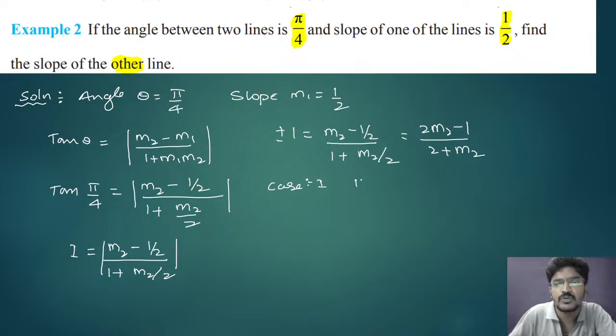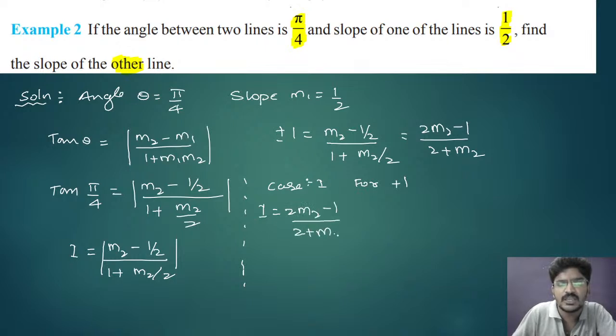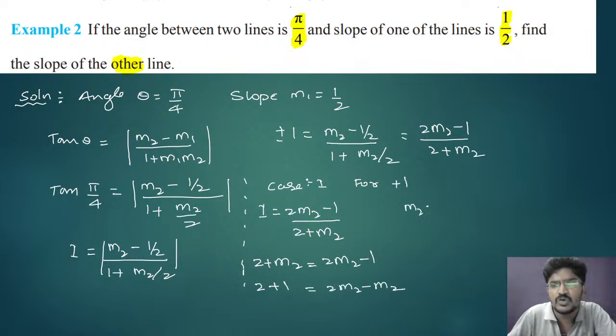So, first case, for positive, for plus 1: 1 equals (2m2 minus 1) divided by (2 plus m2). Do the cross multiplication. 2 plus m2 will be equal to 2m2 minus 1. So 2 plus 1 equals 2m2 minus m2. Therefore m2 equals 3.